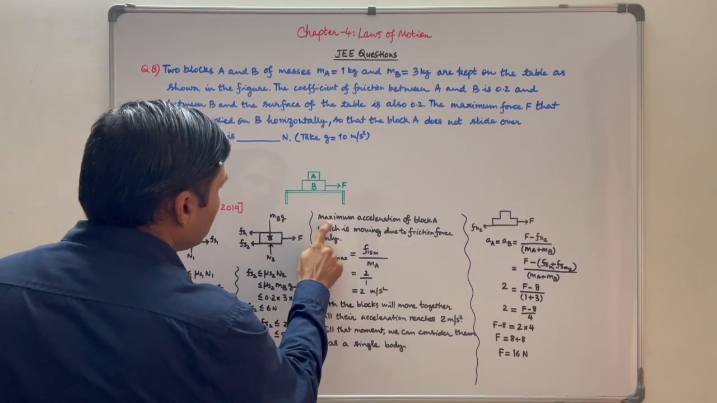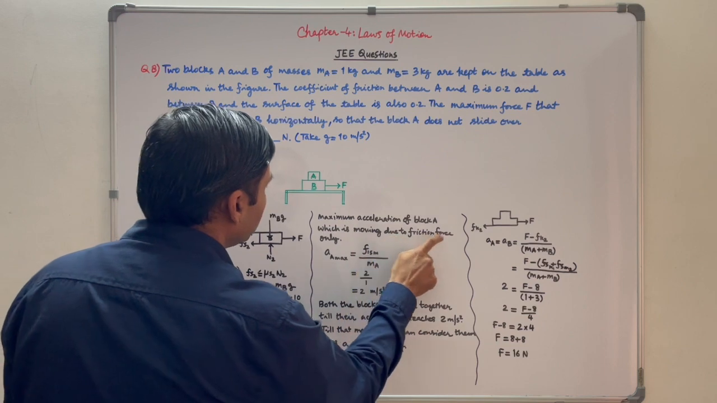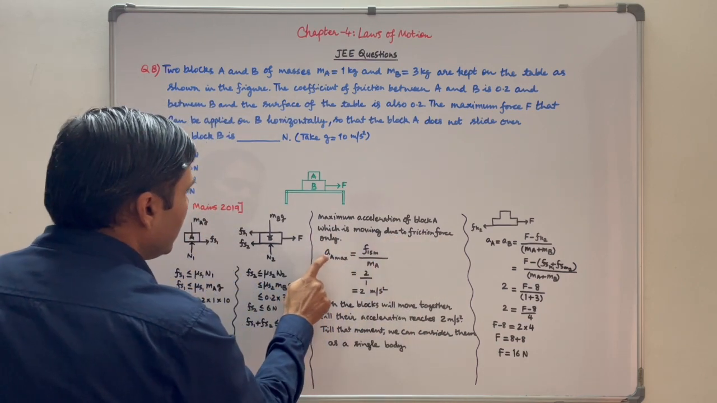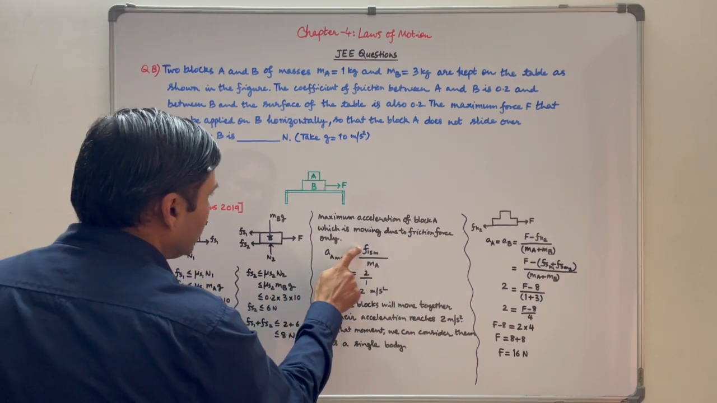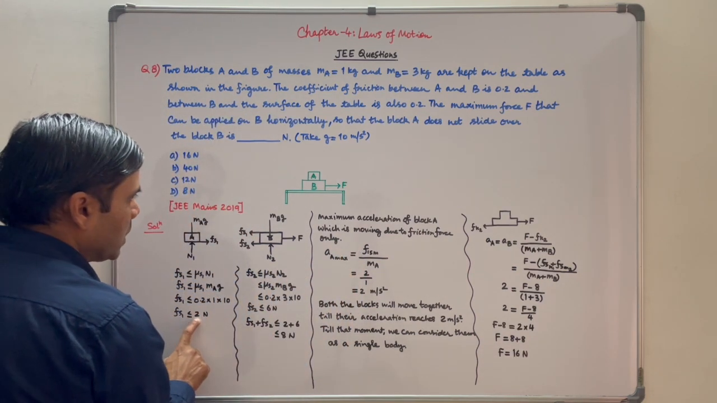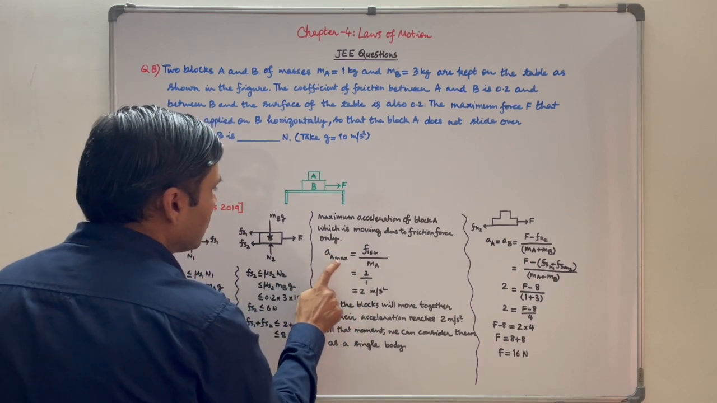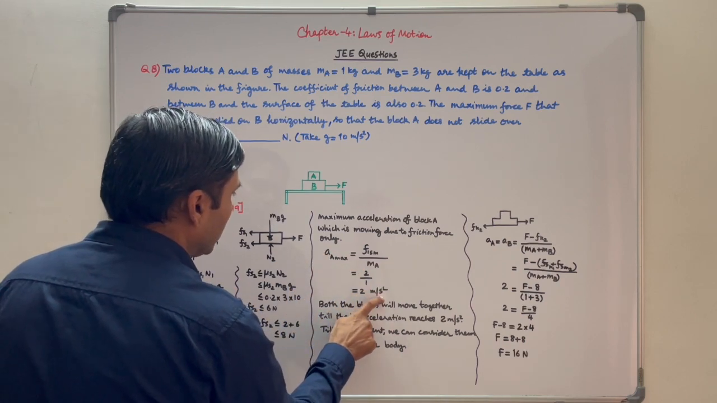Second step, calculate maximum acceleration of block A, which is moving due to friction force only. AA max is equal to F1Sm upon Ma. Value of F1Sm is equal to 2 Newton and Ma is equal to 1 kg. So AA max is equal to 2 meter per second square.